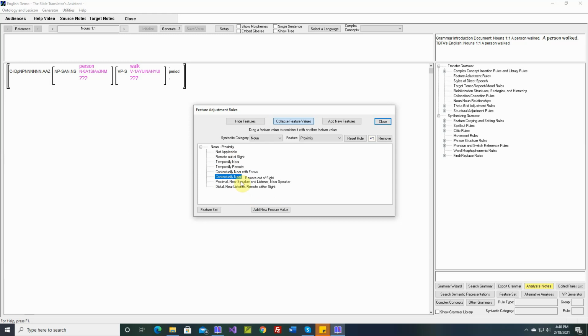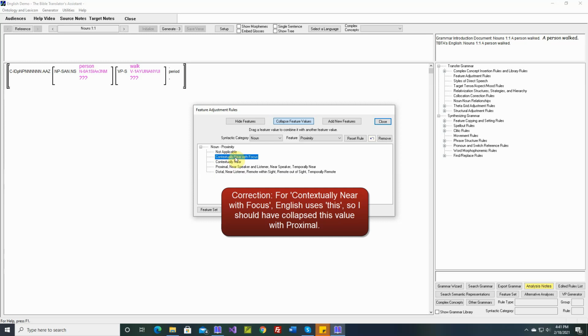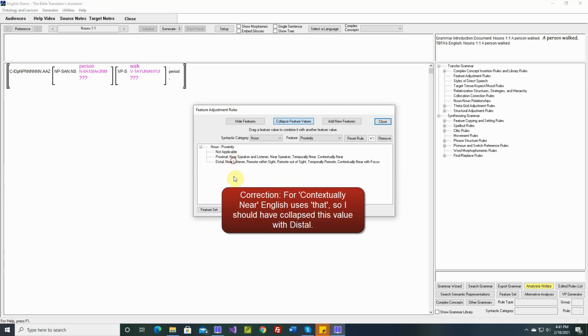Remote out of sight, we would say that. Temporally near, like this weekend. Let's collapse that to proximal. Temporally remote, like that year. Let's say distal. Contextually near with focus, we would say that. So distal. Contextually near, we would say this.